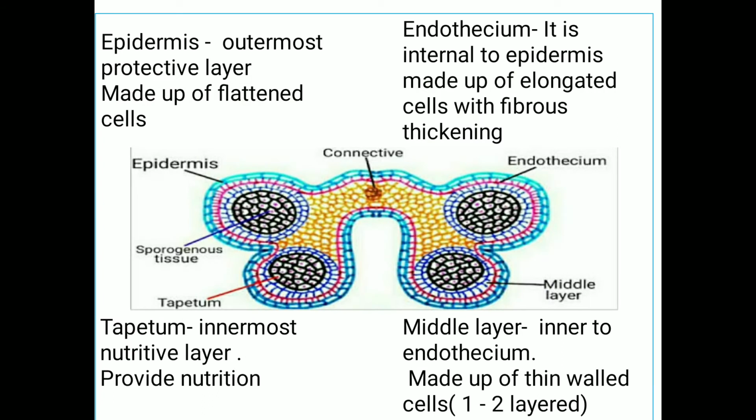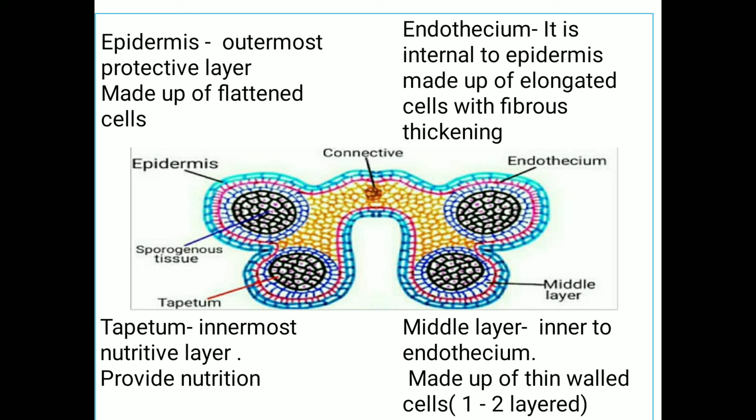The first layer is the epidermis. It is the outermost common layer of the anther and consists of flattened cells, which are protective in function. The second layer is the endothecium. It is internal to the epidermis and common for all four pollen sacs, and it consists of a single layer of elongated cells with fibrous thickening of callose.